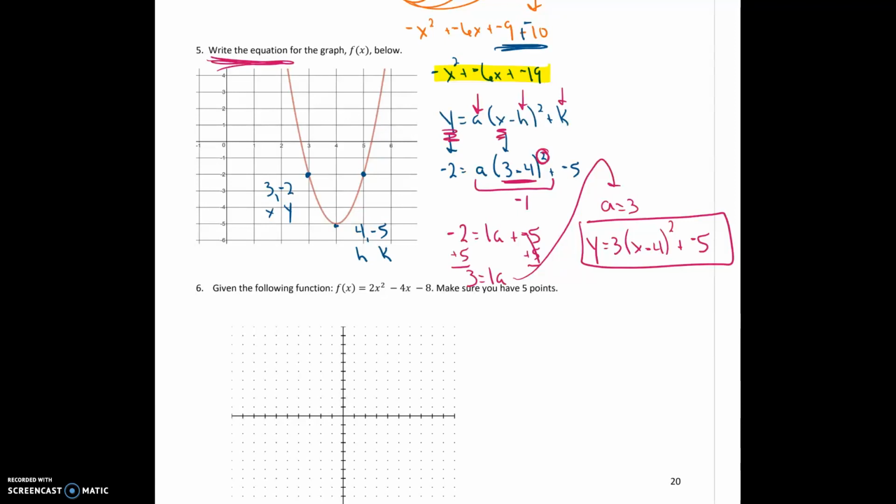So again, you would have your graphing calculator here. You could go to y equals, type this in, and see, for instance, are these points in the table? And you can access the table by hitting second graph.